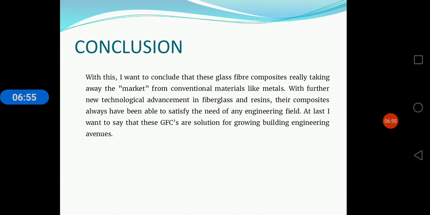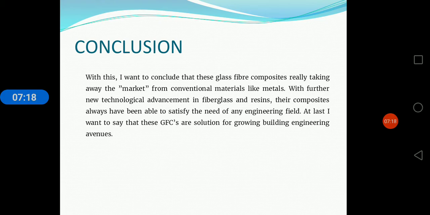In conclusion, I want to conclude that glass fiber composites are really taking the market away from conventional materials like metals. With further new technological advancement in glass fibers and resins, their composites will always be able to satisfy the needs of any engineering field.